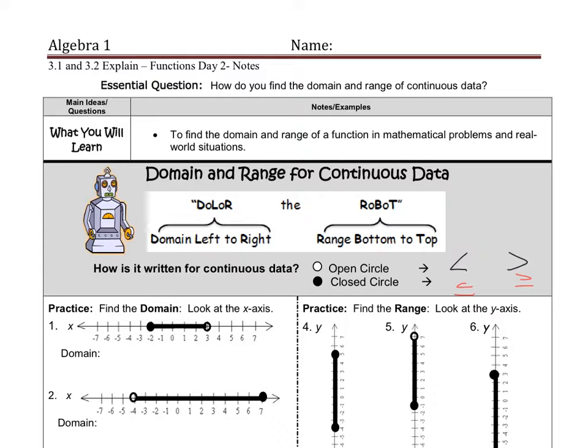As long as you can remember that, and remember Dolar the robot. Dolar is the robot that reminds you that domain, that's the D in her name, is read from left to right. So Dolar is just really saying domain is read from left to right. And the robot, range. Range is read from bottom to top. So when you remember Dolar the robot, what you're really remembering is how to read your domain and your range.